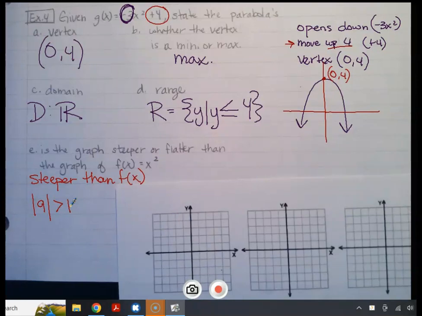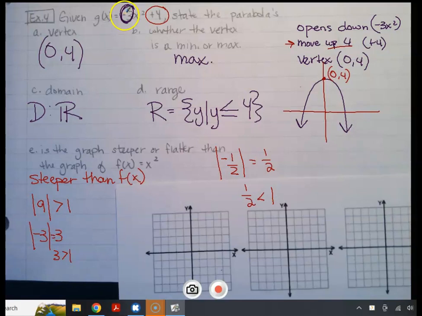So if it's a fraction, can you explain that? Yeah, so like here, your a value is -3. So the absolute value of that is 3. Okay, so then 3 is greater than 1, so we're going to have a steeper graph. And if it's a fraction, it'll always be flatter. Because earlier we had the -1/2 x squared. So the absolute value of that is 1/2. 1/2 is less than 1. So it is a flatter graph. So you're looking at the number beside x squared.